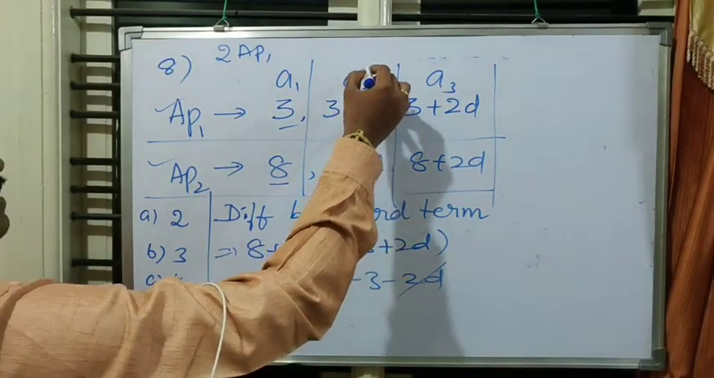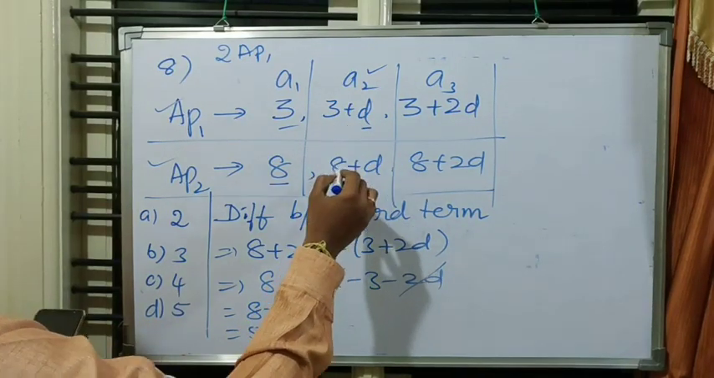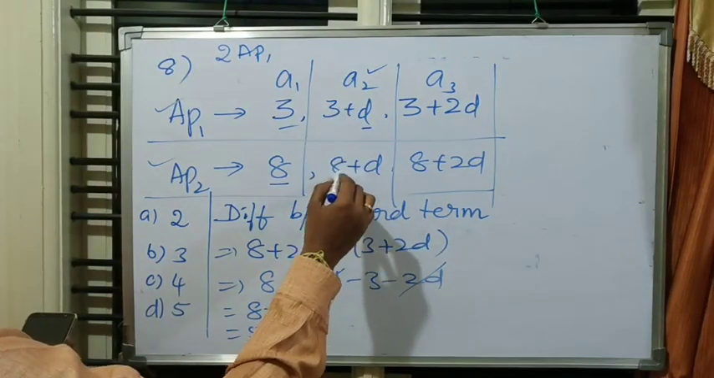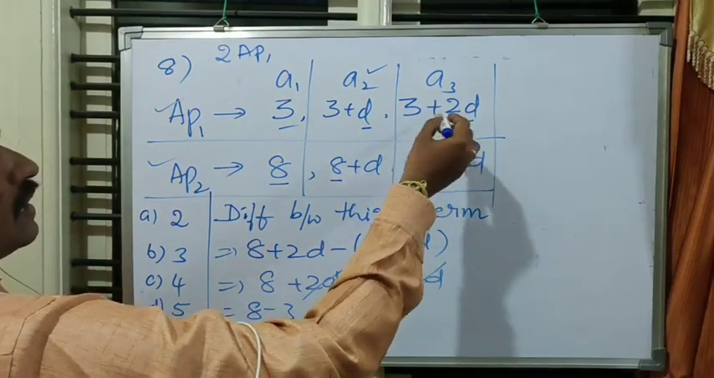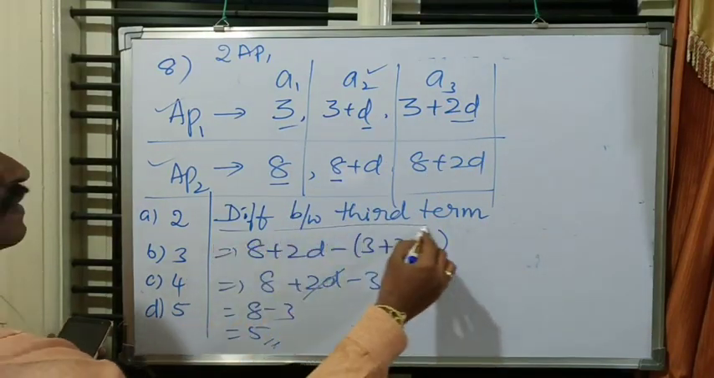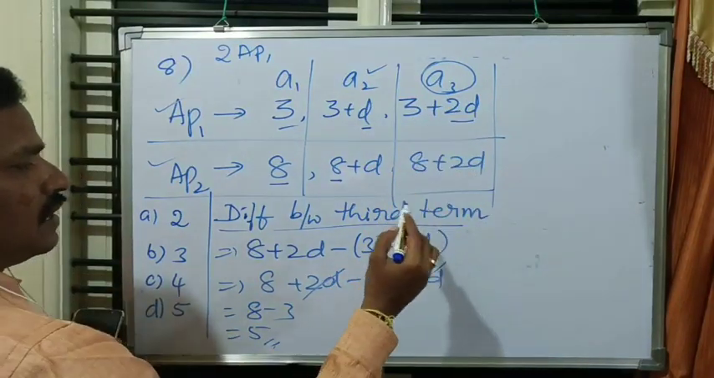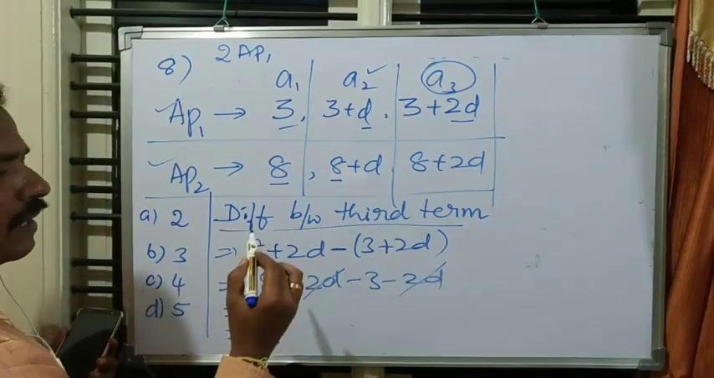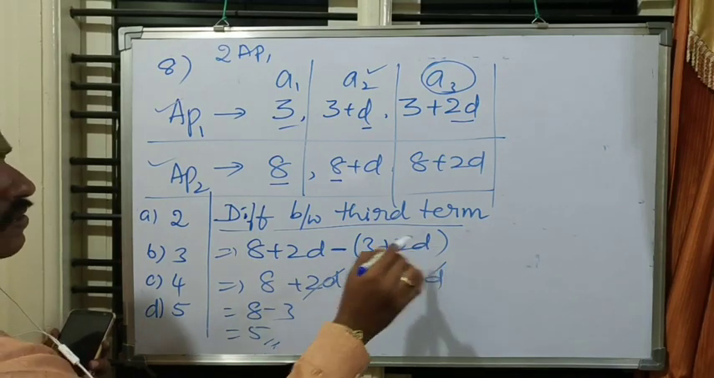The second term we usually take like this, 3 plus D, and for the other, whose first term is 8, it becomes 8 plus D. Then the third term, you know, is A plus 2D, so 3 plus 2D, and here 8 plus 2D. What they are asking is the difference between the third terms. So the third terms are 3 plus 2D and 8 plus 2D. Difference means we put a minus sign. Now let us find 8 plus 2D minus of 3 plus 2D.